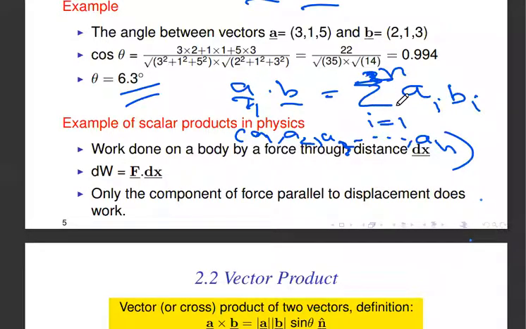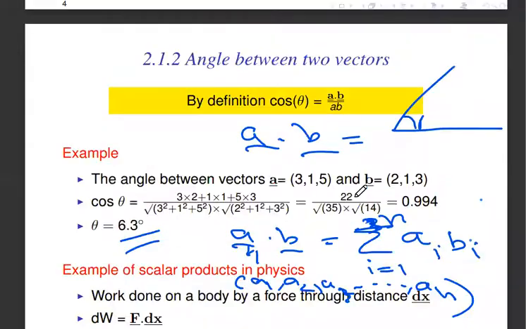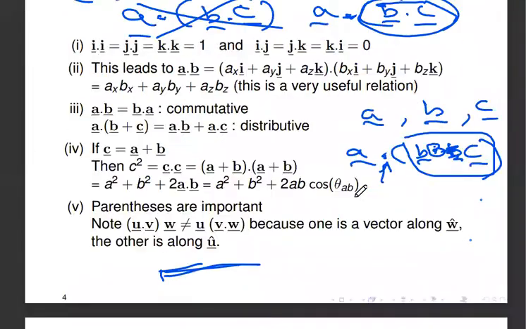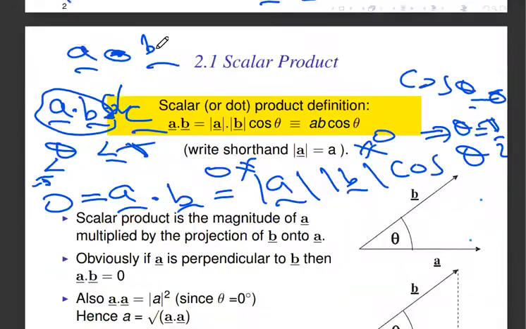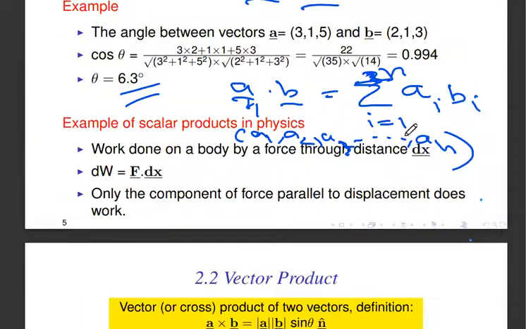If you don't know the angle, those are not important. There are 2 definitions for the dot product: one with the angle, and one with these coordinates, the position vectors.